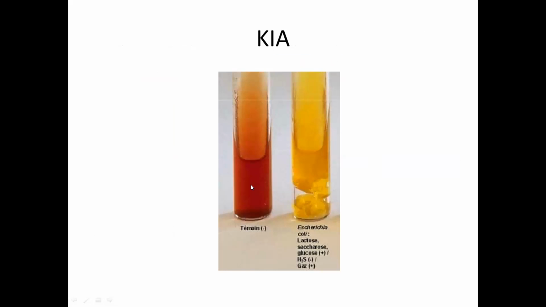Then we put it again in the incubator at 37 degrees. Next day we saw lactose fermenting colonies with gas production, acidic slant and acidic butt. The acidic nature is following fermentation of lactose. This is the control, with no color change. It turned yellow. Also, E. coli is a gas producer, but it is not producing H2S, hydrogen sulfide.